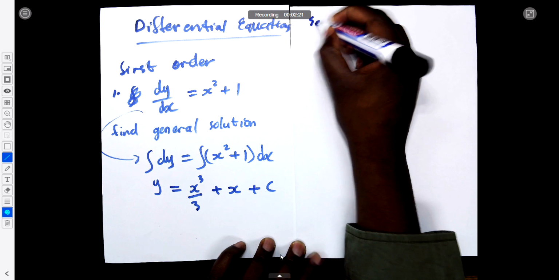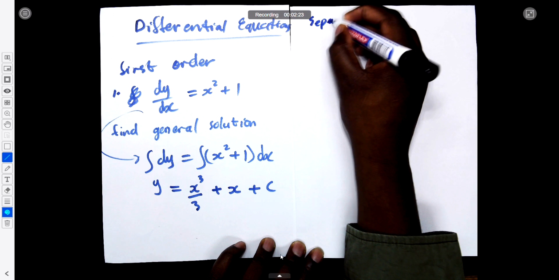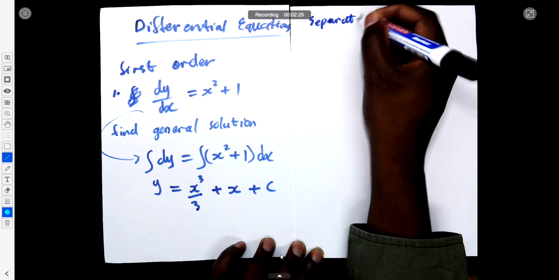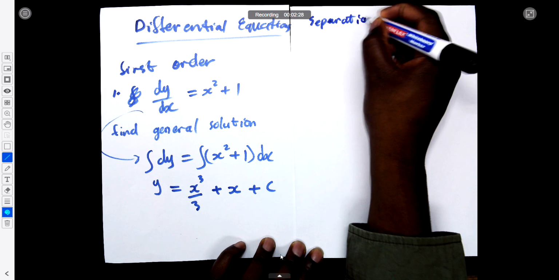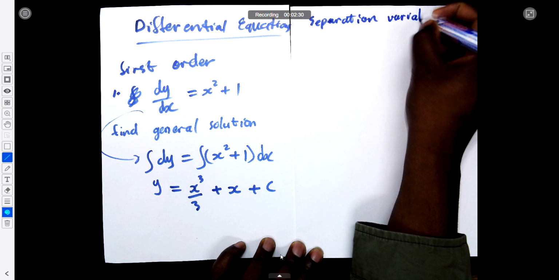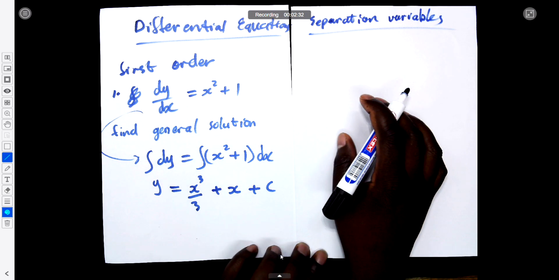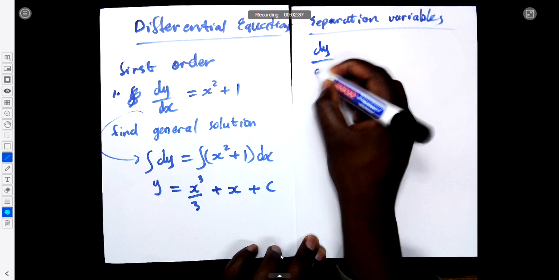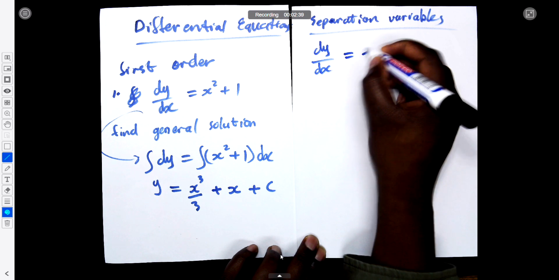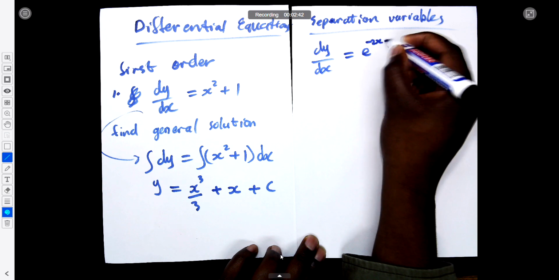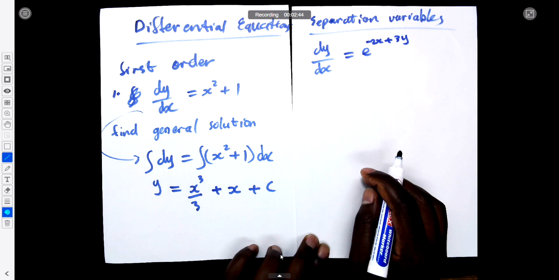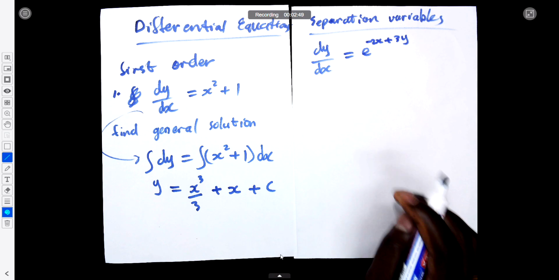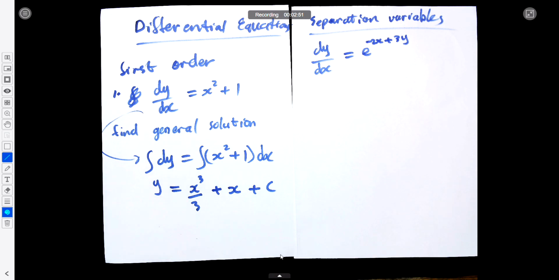What I want to draw to you is what we call separation of variables. In separation of variables, in finding the general solution of a first order equation, let's say for an example, we have dy over dx equals e to the power of negative 2x plus 3y. This is an exercise. We need to determine the general solution.